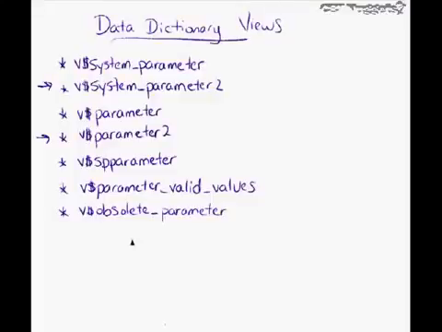And the last data dictionary view we'll talk about is $v obsolete parameter. Now, why in the world would you want to know about the obsolete parameters if you're not going to use them? Well, sometimes you are going to encounter a situation where you've got a database behaving strangely, and maybe someone set up some obsolete parameters that they shouldn't have. And instead of going one by one and looking it up in the official documentation, it's easier to just look at this and see which ones have been set.